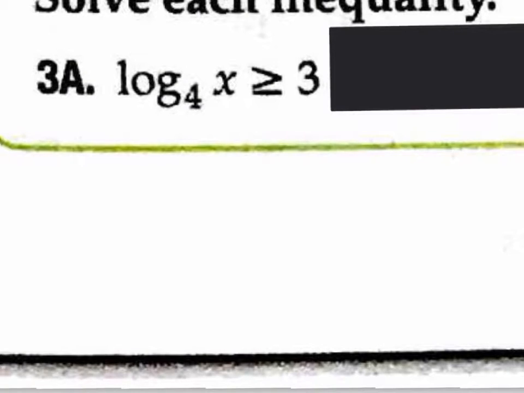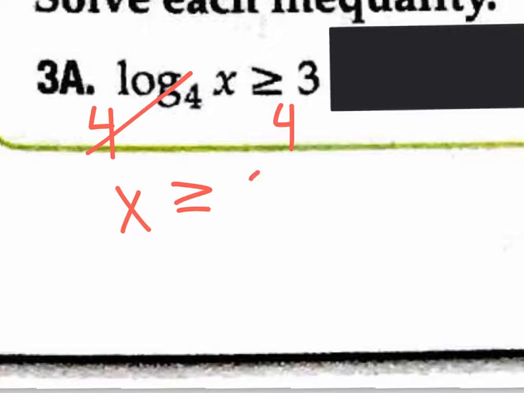Log base 4 of x is greater than or equal to 3. Okay, so in this case, what would I do to solve it? Base 4 here, base 4 there. That cancels out. X is greater than or equal to what? 4 to the third. Yeah, and what is 4 to the third? 64, right? 4 times 4 is 16. 16 times 4 is 64. So x is greater than or equal to 64.